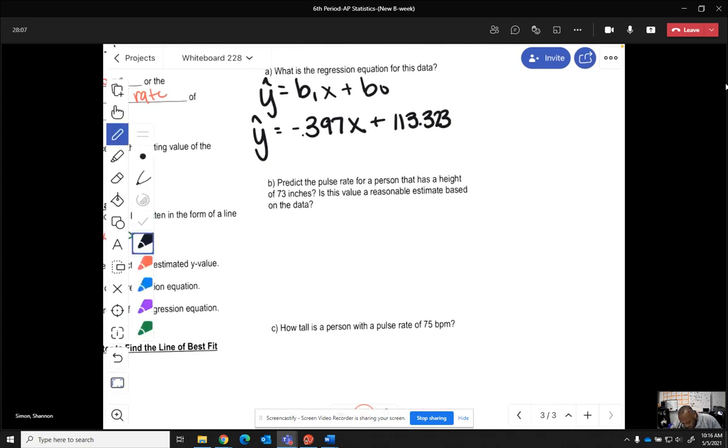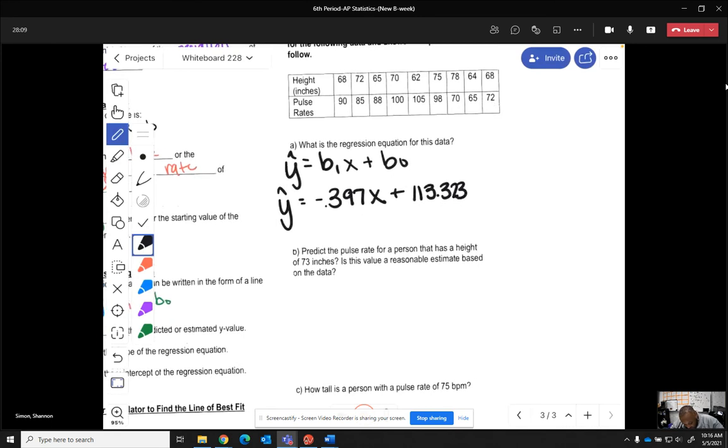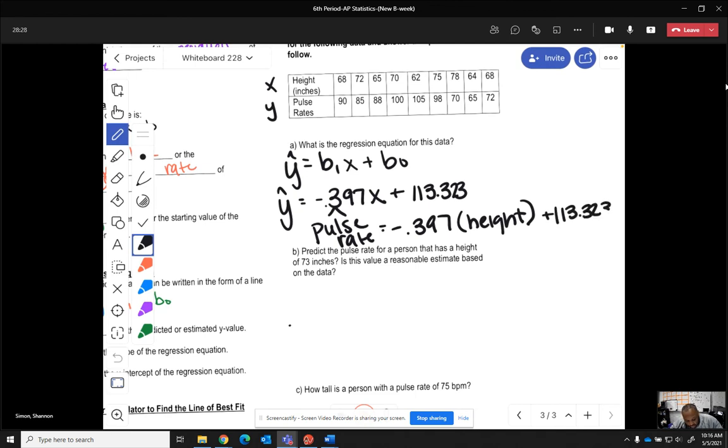If we want to, we could actually replace the variables in this particular line with the variables from the problem. Notice that this is the x variable and this is the y variable. So we can really write this as the predicted pulse rate. Our pulse rate hat is equal to negative 0.397 times height, plus 113.323. So this will help us answer these next questions, which say, predict the pulse rate for a person that has a height of 73 inches.